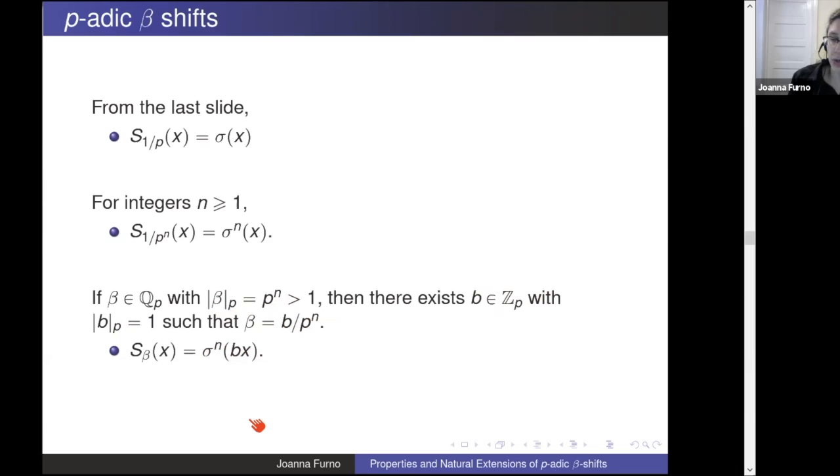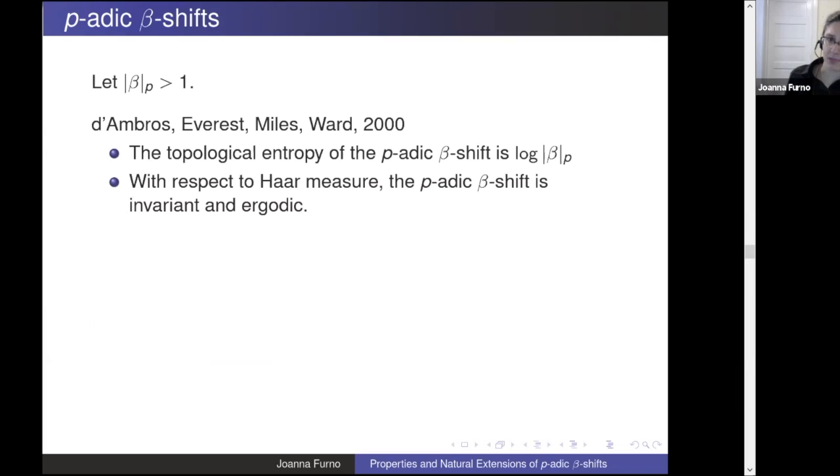And just to give us a hint of where we're going later, multiplying by b, when your b has p-adic absolute value 1, is an isometry. It doesn't change your distances. The shift does, the multiplication by b does not. Okay. So hopefully with some examples, we get a feeling for how these are working, how we can think about them in terms of other maps. And they've been studied before.